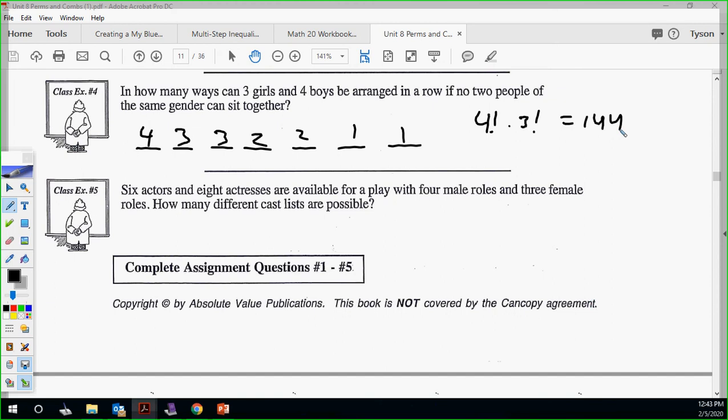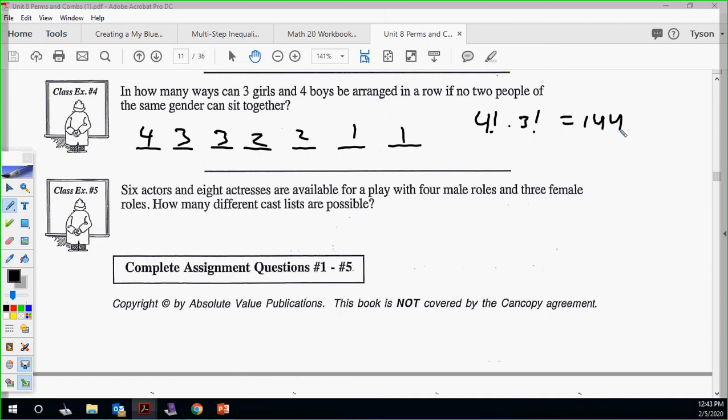All right. 6 actors and 8 actresses are available for a play with 4 male roles and 3 female roles. How many different cast lists are possible? Okay. So now this is a little bit more directly into permutations because it's simply set up for you for choosing. So you're not going to have to do counting principle here.